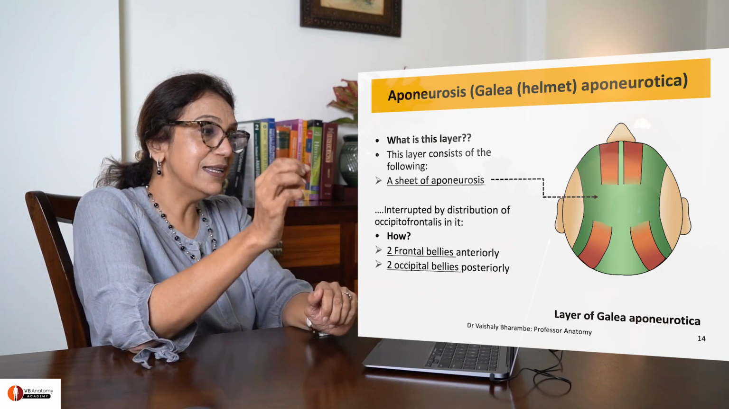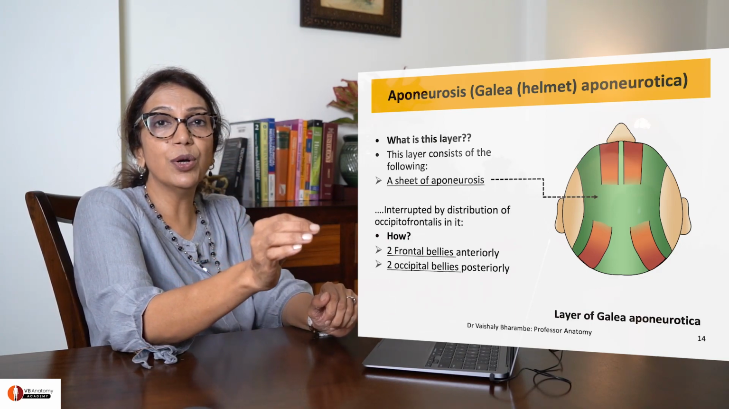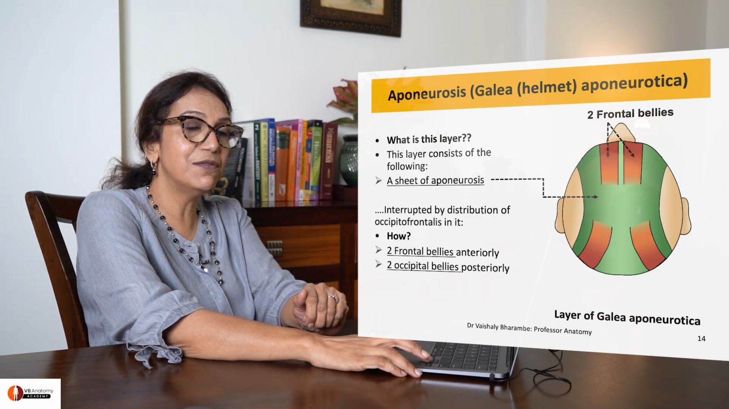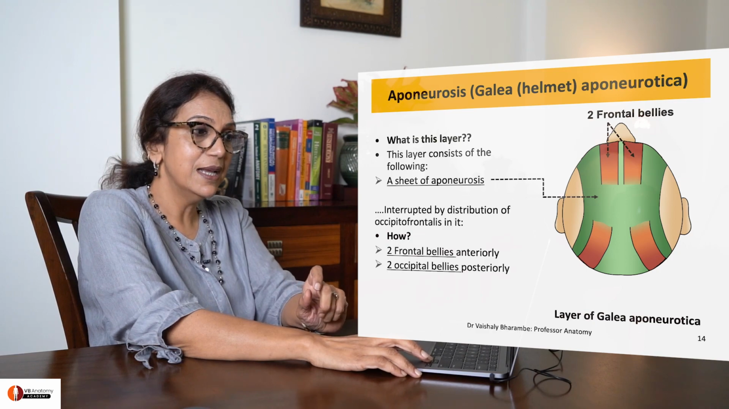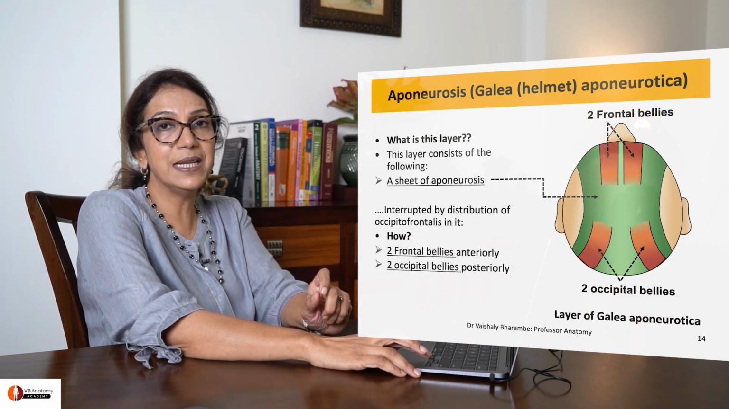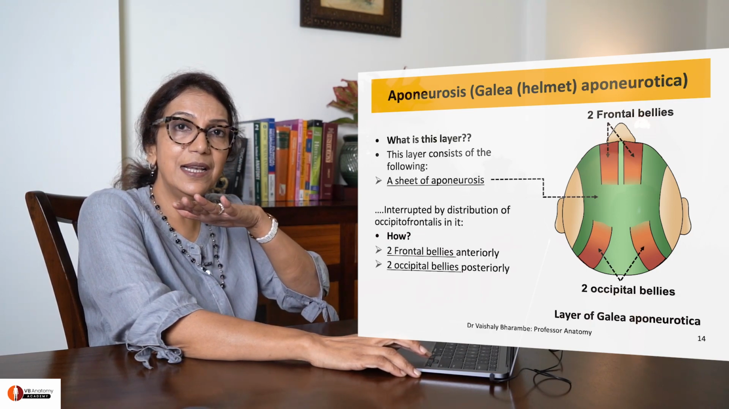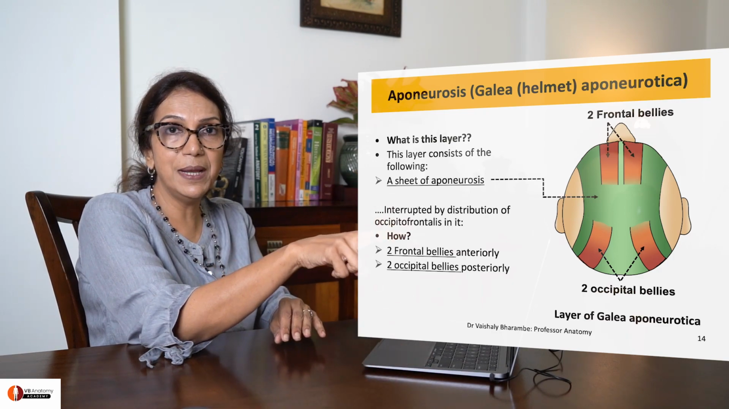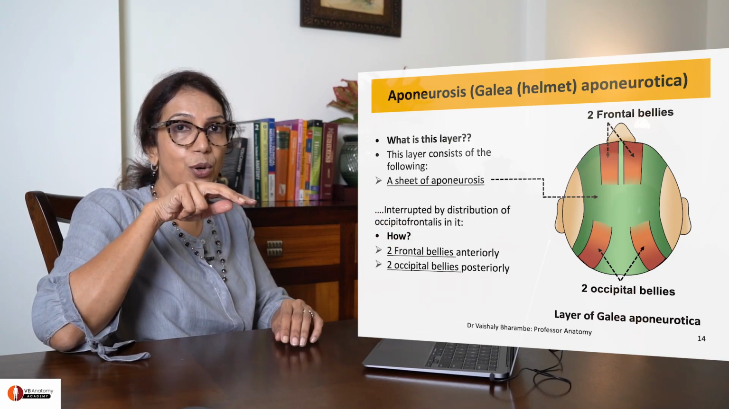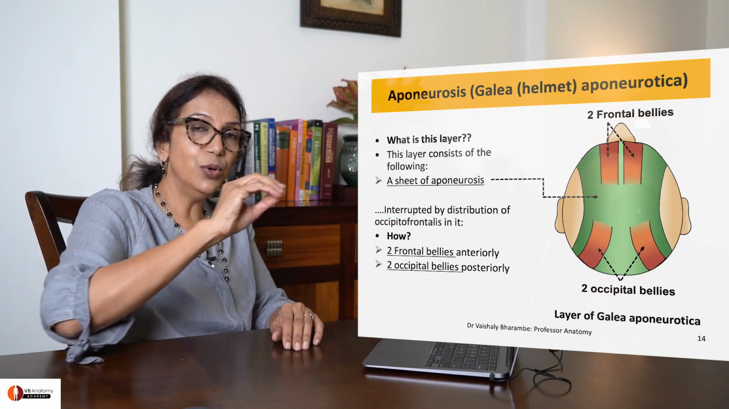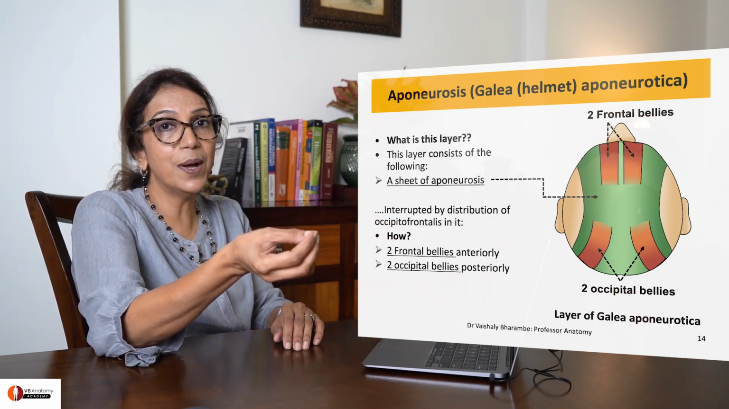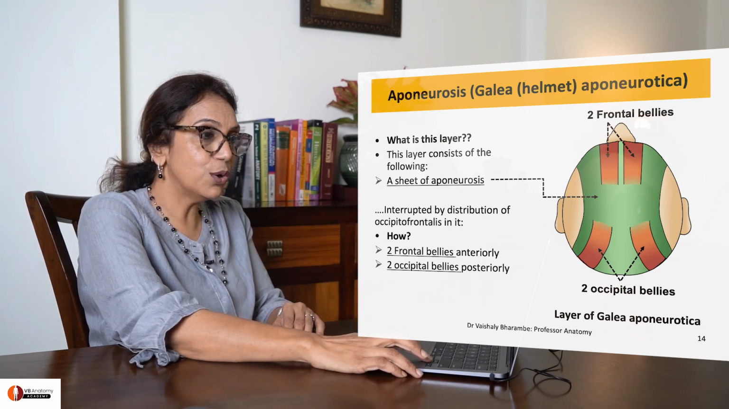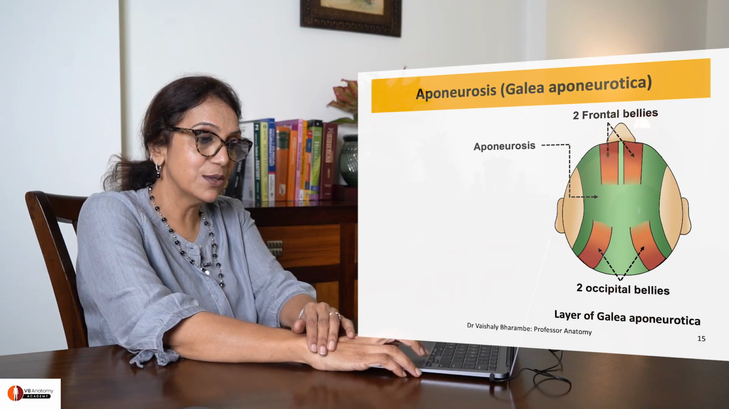Peculiarity is that it is interrupted by the muscle Occipitofrontalis, which consists of two bellies in the front, two frontal bellies, and two occipital bellies in the back. So basically a layer of aponeurosis with two muscles in the front called frontal bellies, two muscles at the back called occipital bellies, and both these muscles together are referred to as Occipitofrontalis muscle.